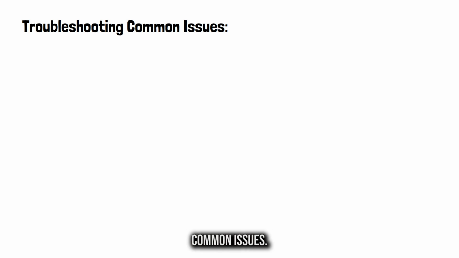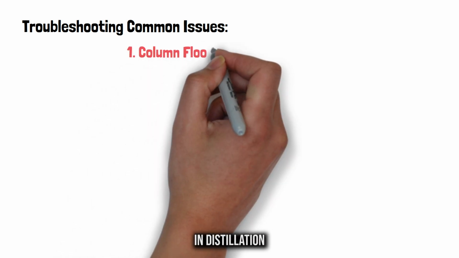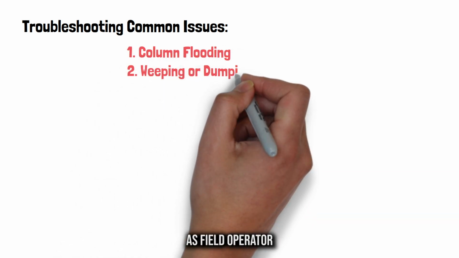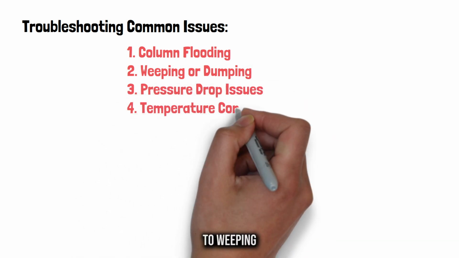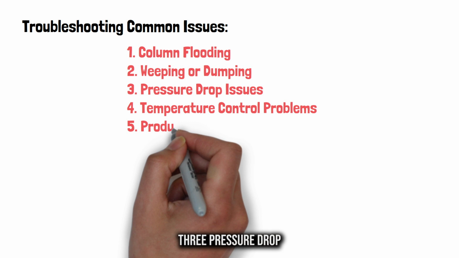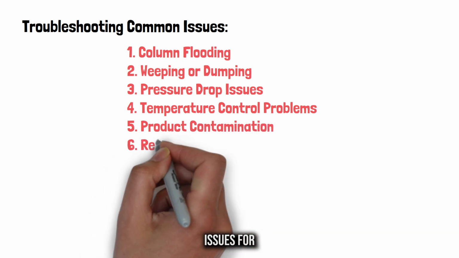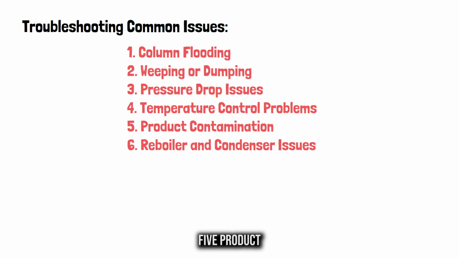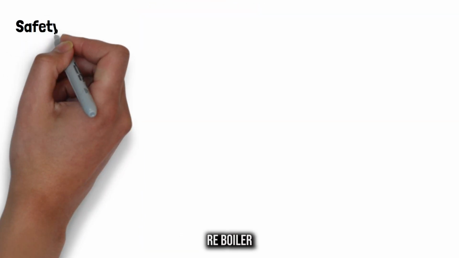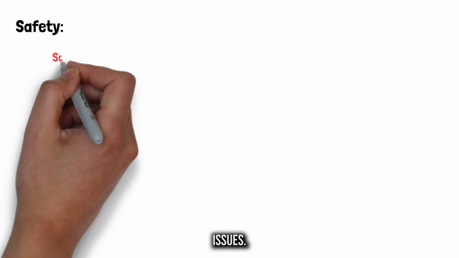Common issues. There are 6 issues or problems in the distillation process. As a field operator, you need to troubleshoot: 1. Column flooding 2. Weeping or dumping 3. Pressure drop issues 4. Temperature control problems 5. Product contamination 6. Reboiler and condenser issues.